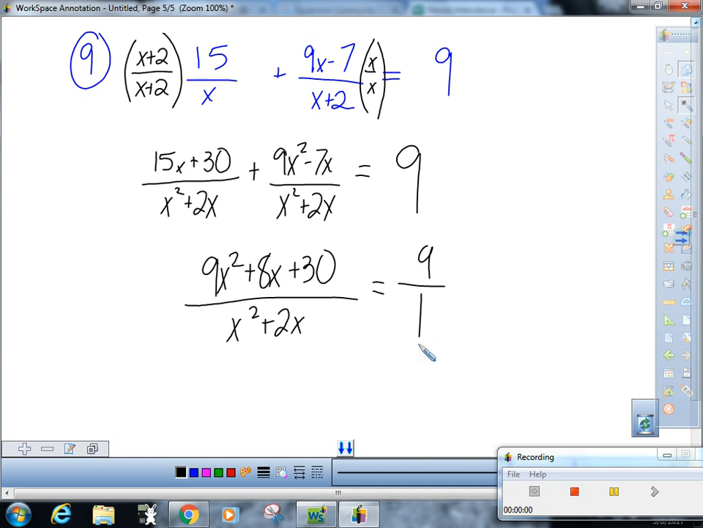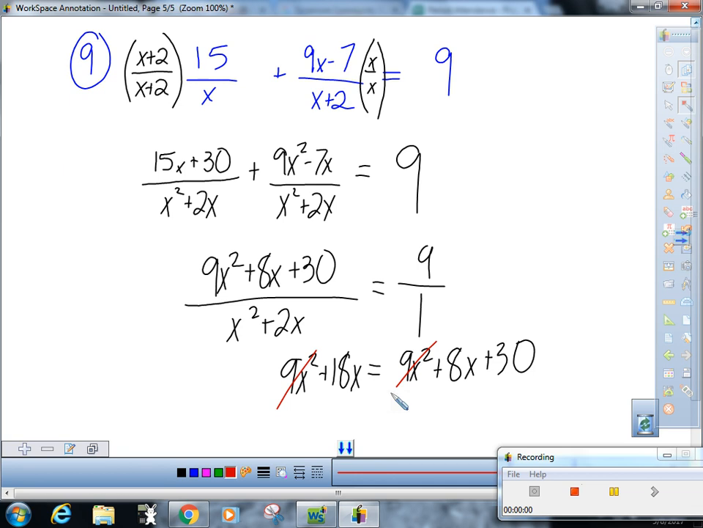Now what do? Cross multiply. We have two fractions that are equal to each other. That's when we are allowed to cross multiply. You get 9 times x squared is 9x squared. 9 times 2x is 18x. And then I just have to rewrite this. Well, that makes me happy. What makes me happy? The 9x squareds will cancel out. So I do not have to factor this one.